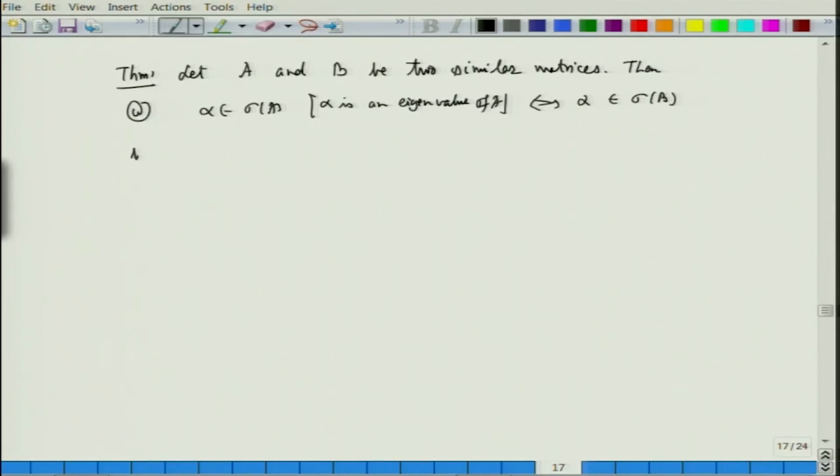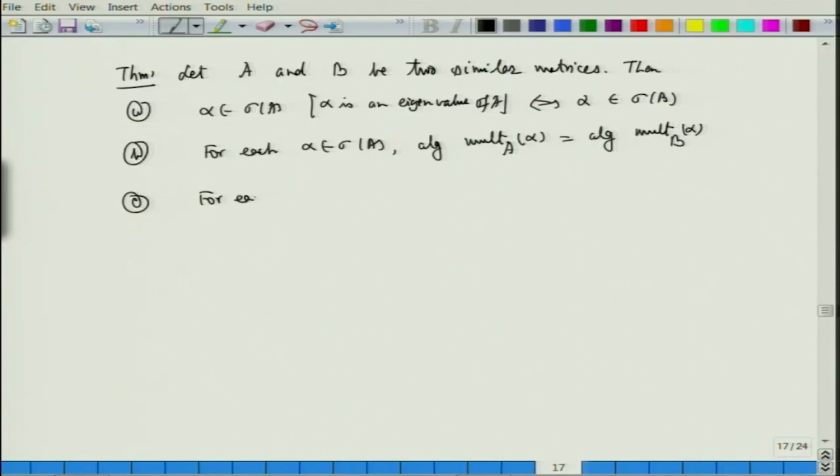That is one thing. Part B: for each alpha belonging to sigma(A), the algebraic multiplicity of alpha as an eigenvalue of A is the same as the algebraic multiplicity of alpha as an eigenvalue of B. And part C: for each alpha belonging to sigma(A), the geometric multiplicity is also the same. Is that okay? So all three are true.